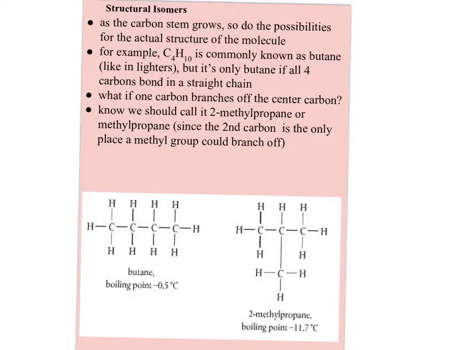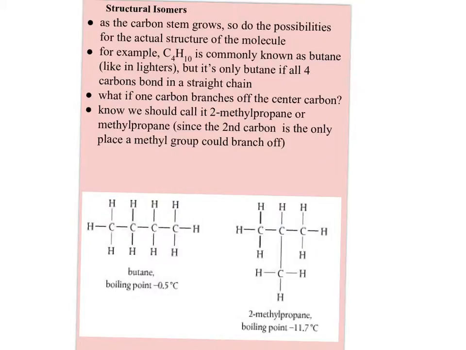Welcome. In this video, I'm going to talk about structural isomers. Structural isomers is when there's more than one possible way to draw a structure from the molecular formula given. Structural isomers start occurring as the carbon stem grows because suddenly there's more than one possible structure from just looking at the molecular formula, which is why the condensed molecular formula is so important and helpful.